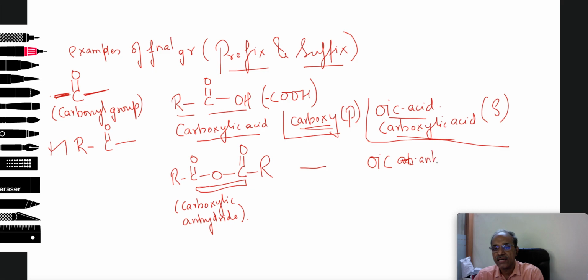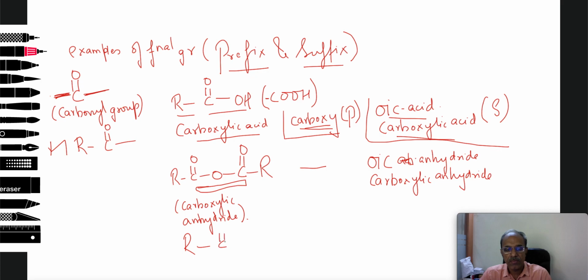Oic anhydride. It has no prefix. Remember, it is also known as carboxylic anhydride.